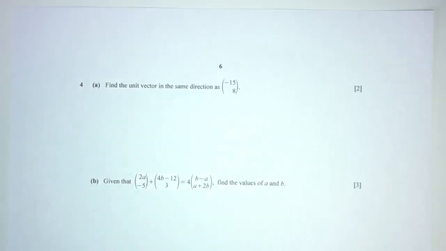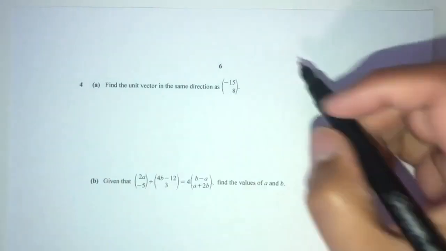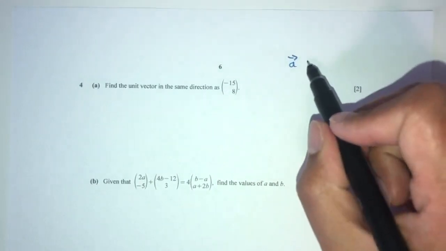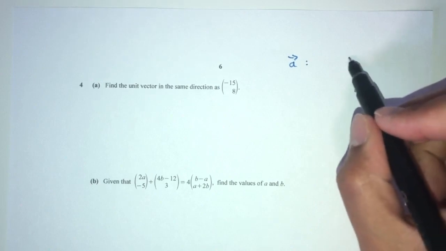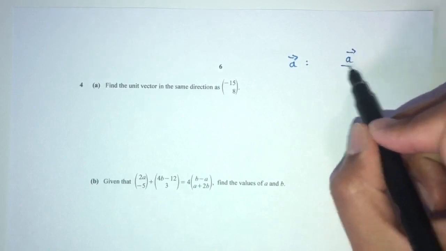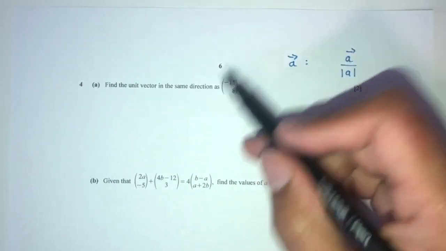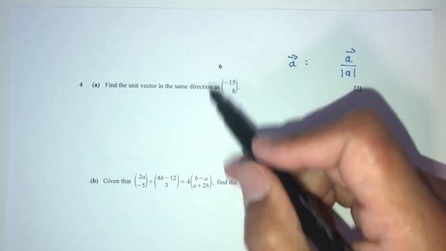Now let's move on to question number 4. So here we have to find the unit vector in the same direction as this. Now let's say we had a vector A. So how do you find the unit vector? You will take the vector A, divide by its amplitude. Okay, so this is how you find a unit vector. So how do you find the amplitude of this one?